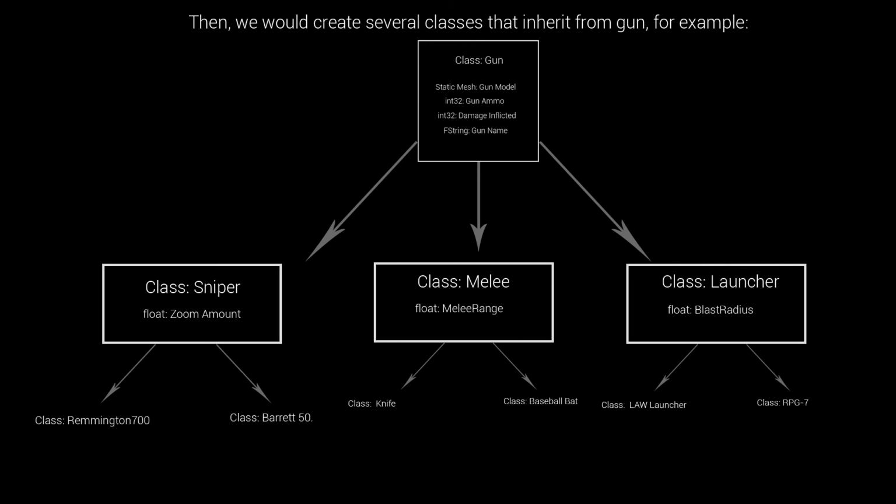Then we can make a knife, and we could say, for example, the knife ammo is infinity, the knife damage inflicted might be 100, the knife's name is Bowie knife, for example, and that's what we could do.